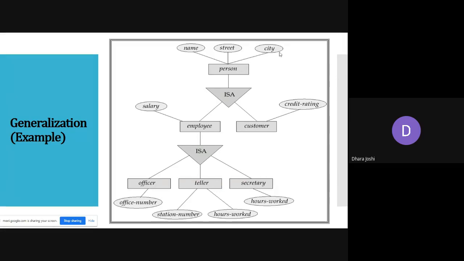And the process in which we go from top to bottom is specialization. Like person, more specifically, can be employee or customer. Employee, more specifically, can be officer, tailor, or secretary. I hope now everyone got the concept.